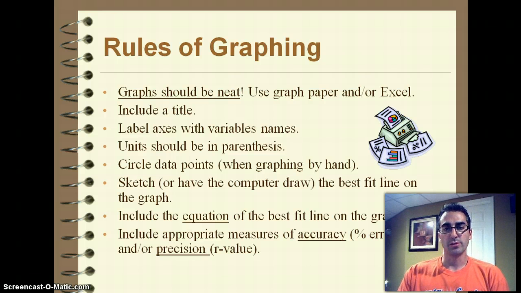And R value stands for correlation coefficient. We'll talk about that in a minute. It's a statistical number that relates to the precision of your data. In other words, it tells you how well the two variables actually correlate to each other. And normally you can't do that. You're not going to be calculating that by hand, but if you use Excel or your graphing calculator, you should be able to do the correlation coefficient on that.